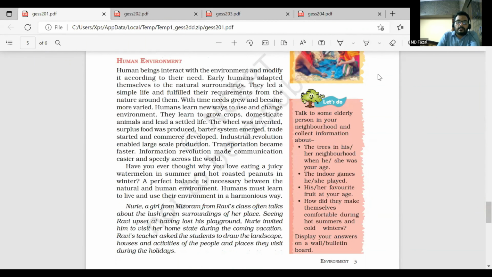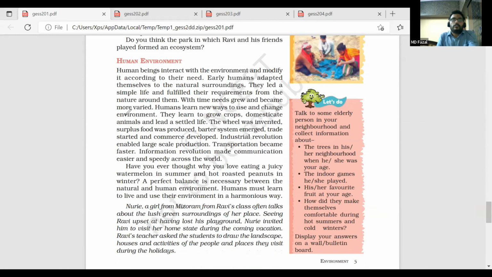Here, let me check whether we can get good quality points or not. See, human beings interact with the environment and modify it according to their needs. That is true. As per their requirement, they fulfill. They learn how to grow crops, domesticate animals, etc. This will never be asked. You don't worry about this. Transportation became faster. Overall, yes, definitely it is faster, and it has become so fast that now we got Rapido also.